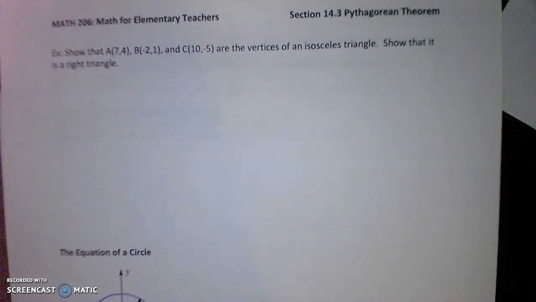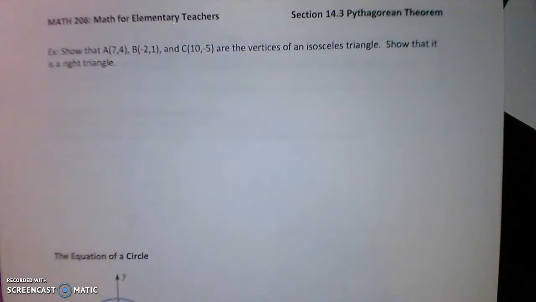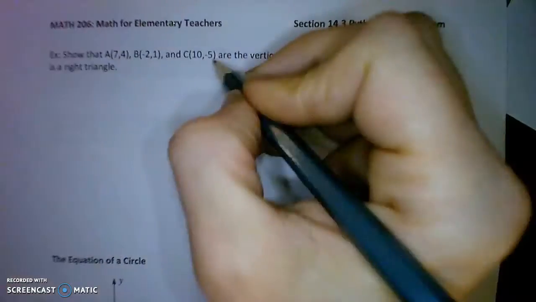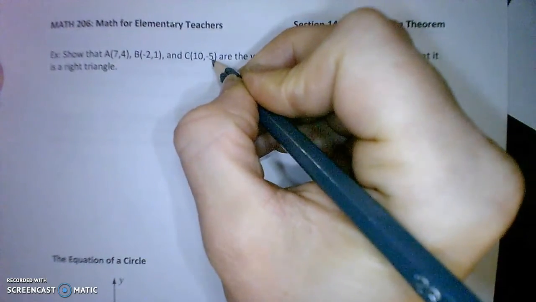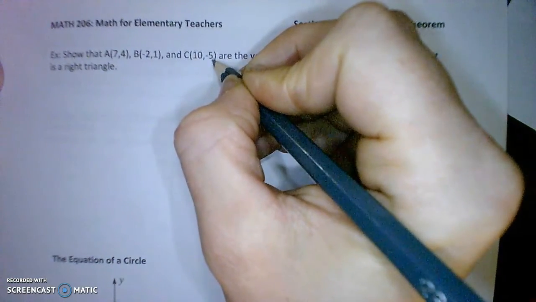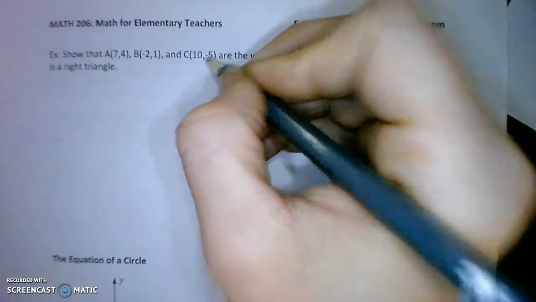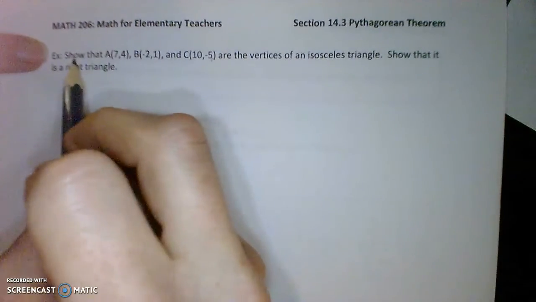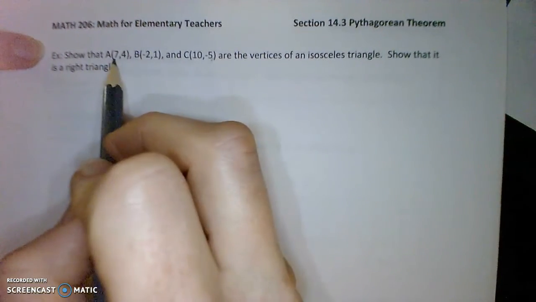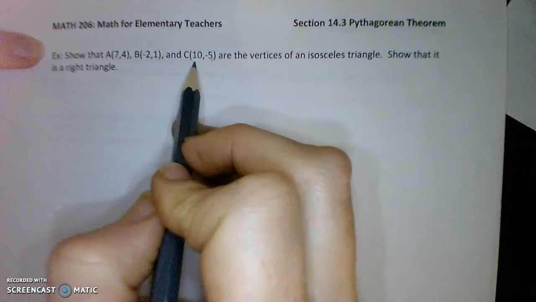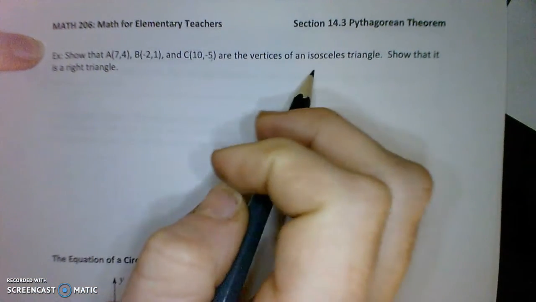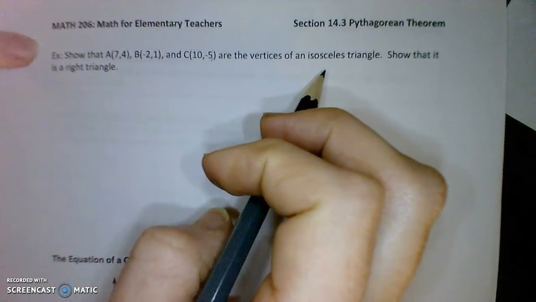So something I want to point out, I think I had a typo in my original notes that were posted. So I had to redo them. This number here should be -5. So if you have that, it's something different. Please change it. All right, so what I want to do is show that these coordinate pairs, 7, 4, -2, 1, and 10, -5 are the vertices of an isosceles triangle.